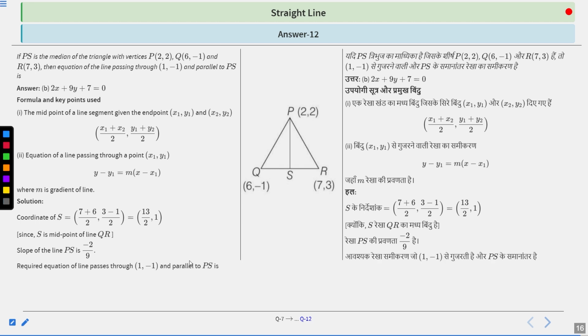Therefore, the required equation of the line passing through (1, -1) and parallel to PS is y plus 1 is equal to minus 2 by 9 times (x minus 1). After solving this, you will get 2x plus 9y plus 7 equal to 0.